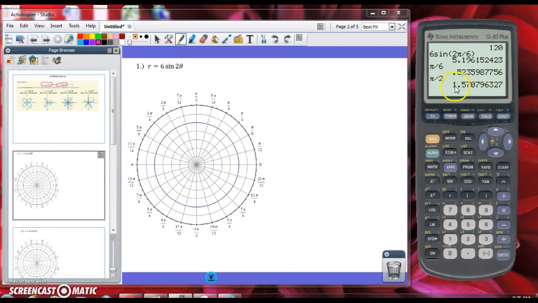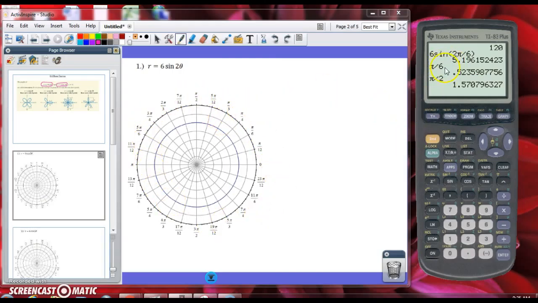But what I want you to do is this. If you notice, our graph goes in increments of pi over 12, right? It's pi over 12, 2 pi over 12, which reduces to pi over 6, 3 pi over 12, which reduces to pi over 4, 4 pi over 12, which reduces to pi over 3, then 5 pi over 12, then 6 pi over 12, which reduces to pi over 2, and so on and so forth.